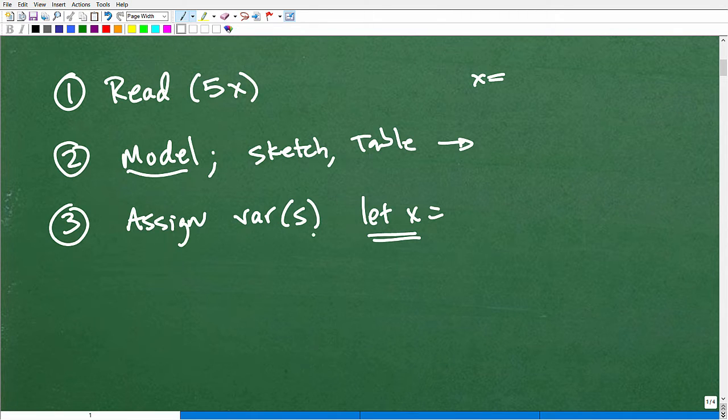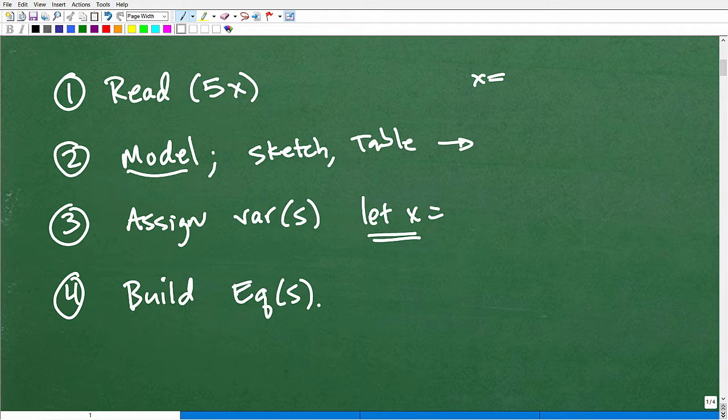But anyways, so you want to assign your variable, or variables, depending on the situation. All right, now the next thing is, once you have your variables assigned, you want to build an equation or equations, depending on the situation. So we have some variables, but the only way we can solve for that variable is to build an equation in algebra. So how do we build those equations?